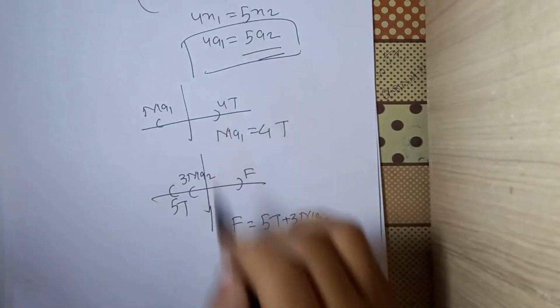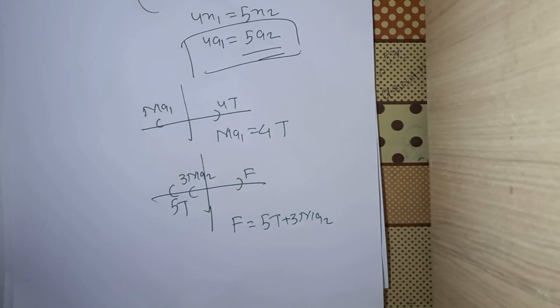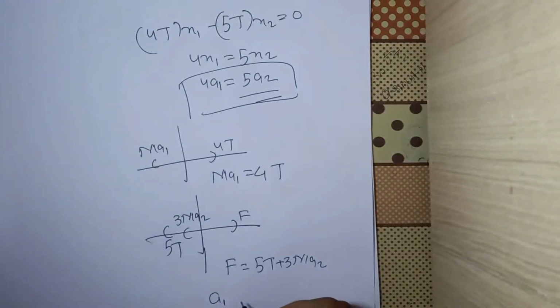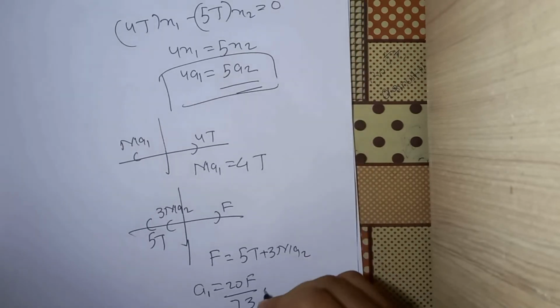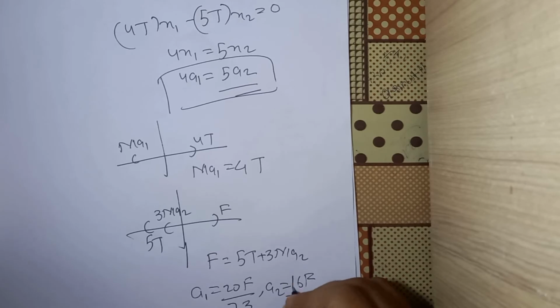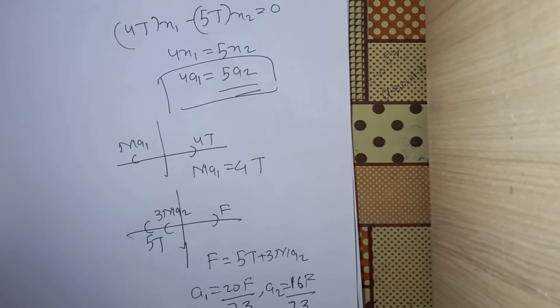Now, combining all three relations, you can very easily get a1, a2 and the tension also, if that is required. That was not asked. So you have three equations and three variables only. So you can try getting a1 and a2. I'm mentioning the answers. The acceleration of body A should come out to be 20F by 73, and the acceleration of body B should come out to be 16F by 73. So you can try this problem yourself and get the answers.